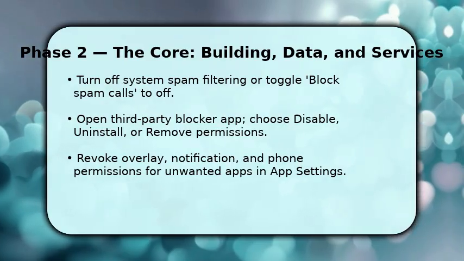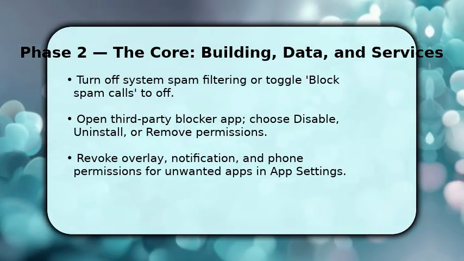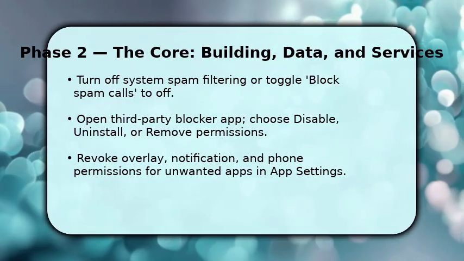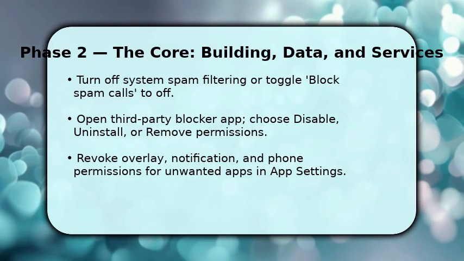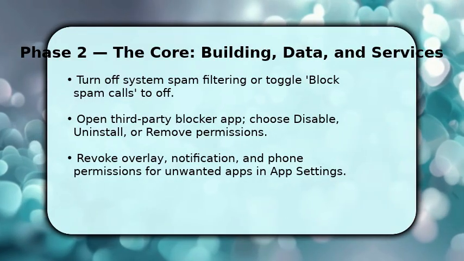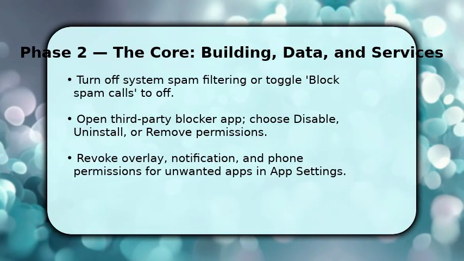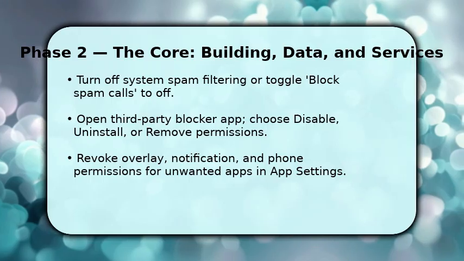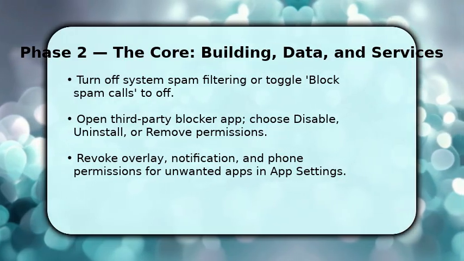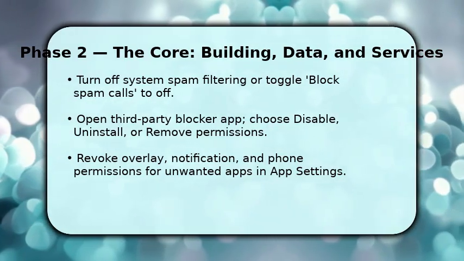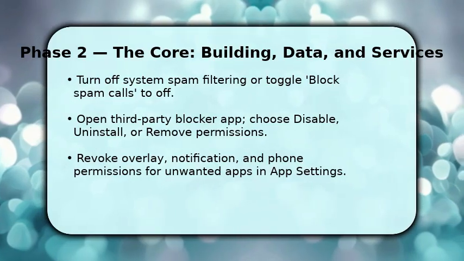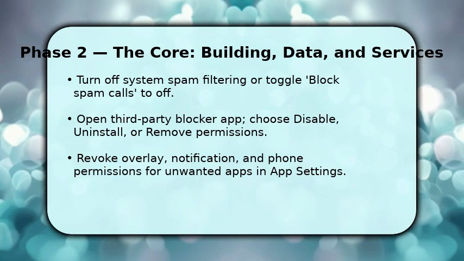Next, open any third-party spam blocker app you find. Choose Disable or Uninstall if you want it removed. If uninstall isn't possible, remove its phone and contacts permissions and revoke notification access so it cannot block or redirect calls. Make sure to check app settings for overlay and default phone app assignments, because those settings can keep blocking active even after disabling the main toggle.